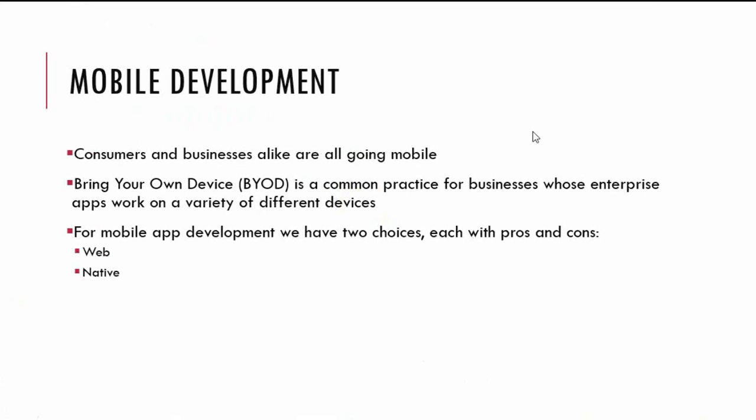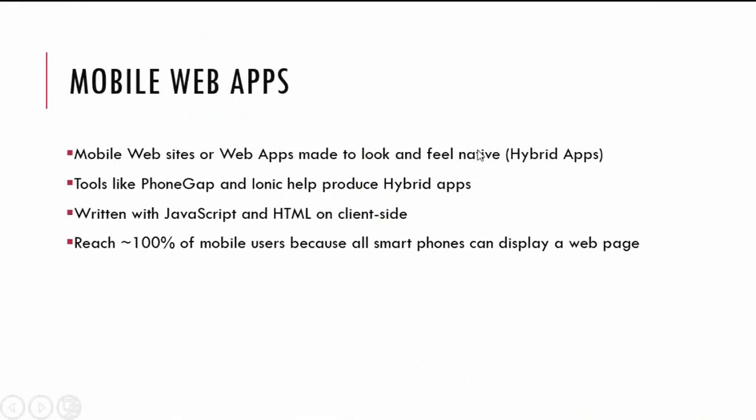For mobile app development, we have two choices, each with their own pros and cons. Developers can either build a mobile web app or build a native app. With mobile web apps, there are some tools that help you make a web app that looks and feels like a native app. Basically, you get a mobile website that runs in its own chromeless browser, and it's styled to match the native UI conventions. These are called hybrid apps. They're built like mobile websites, but they appear in app stores. And some common tools out there to build these include PhoneGap and Ionic.